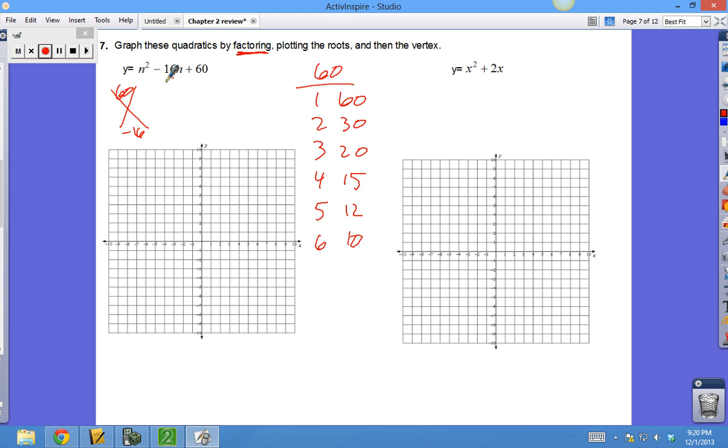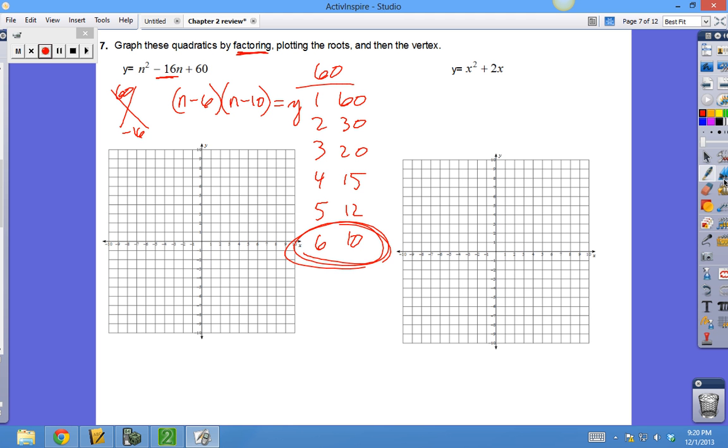They've got to add and give you 16, but it's got to be negative. So you've got to be looking at the 6 and the 10. The only way you can do that is if you go n minus 6 and n minus 10. So that is going to equal y.